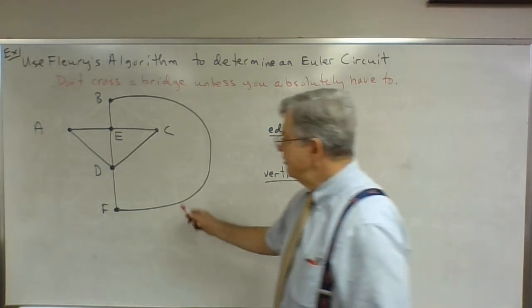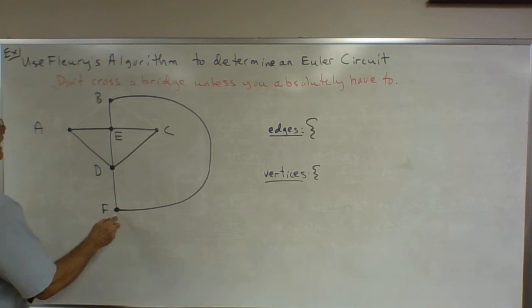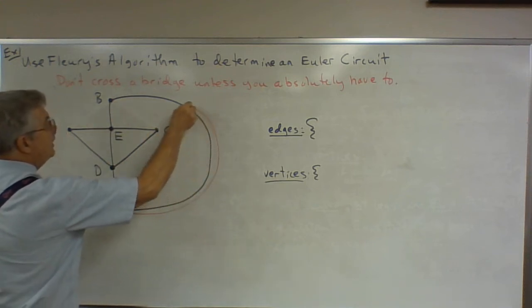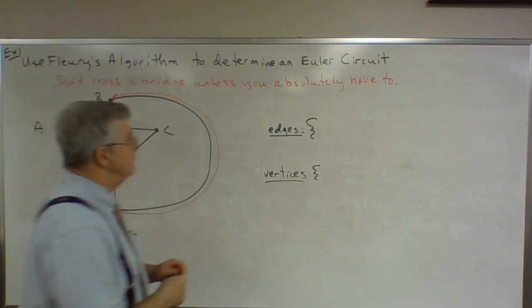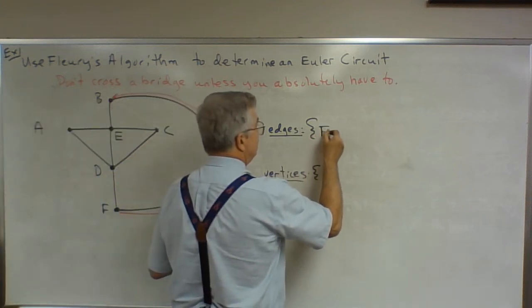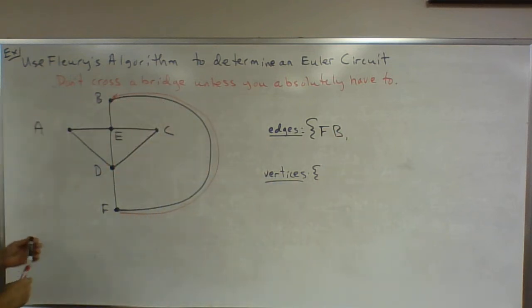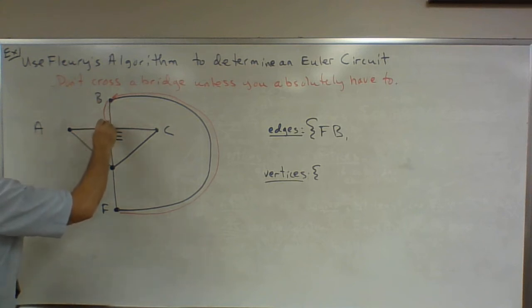What the heck? Let's just start at F. We'll start right here, and let's go to B. Okay, we go from F to B. And from B, there's only one way we can go, B to E.